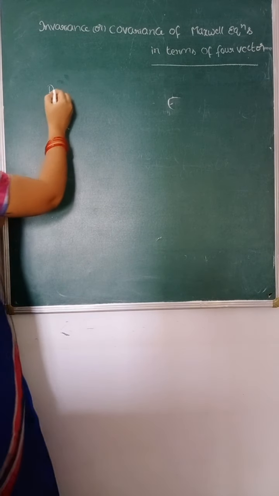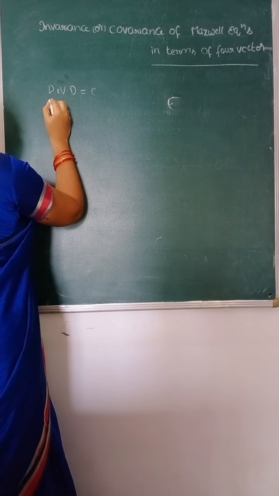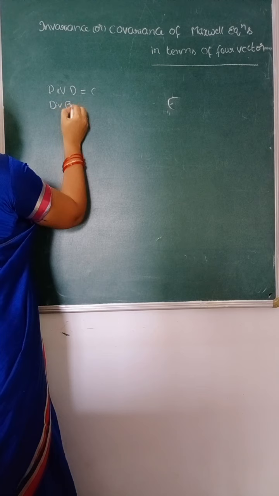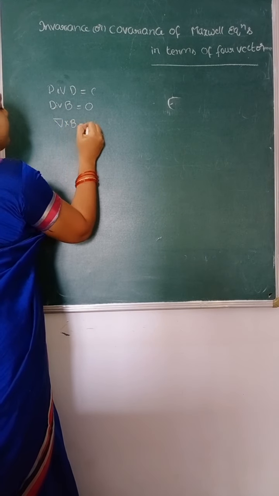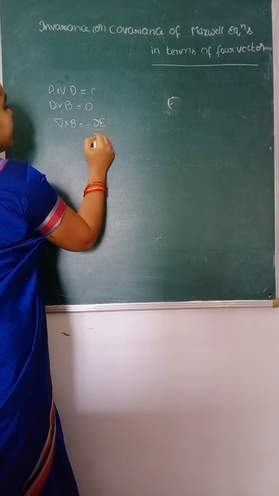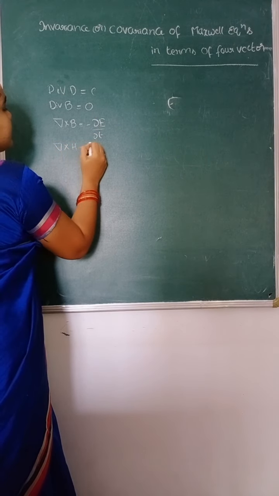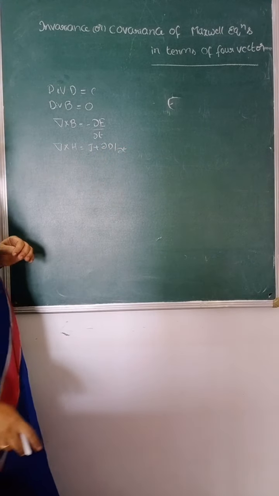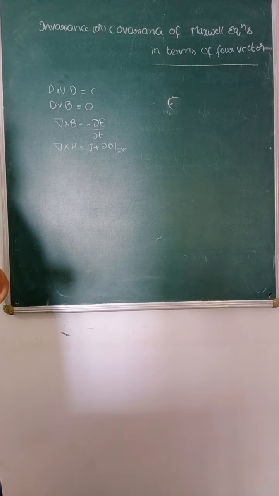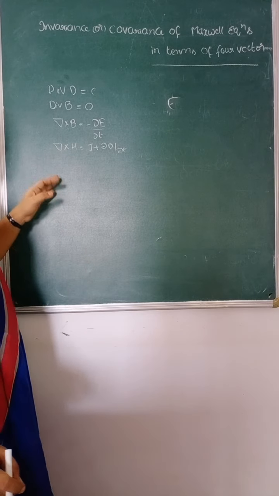Divergence of D is equal to rho, divergence of B is equal to 0, del cross E is equal to minus dou B by dou t, and del cross H is equal to J plus dou D by dou t, with D equal to epsilon E and B equal to mu H. These are the 4 Maxwell's equations.